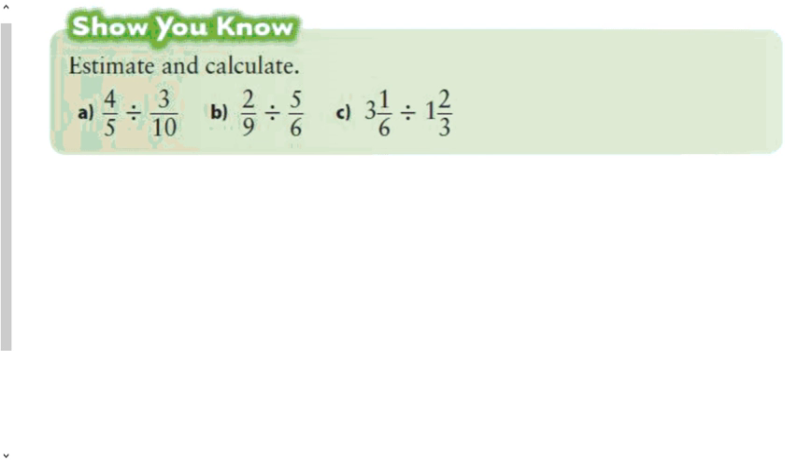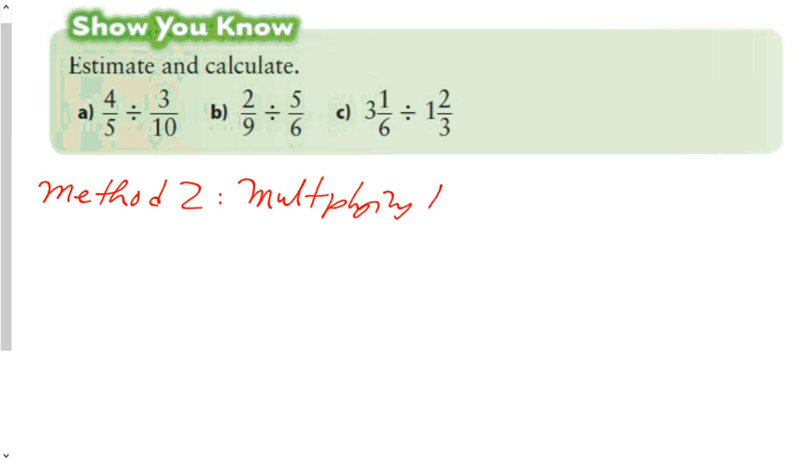The second question, 2/9 divided by 5/6. We're going to look at this question. Actually, you know what? Before we do that, I'm going to go back and look at the second method, method 2, which is multiplying by the reciprocal.